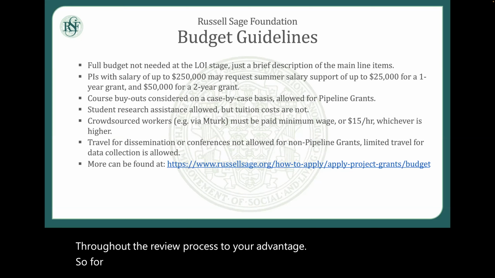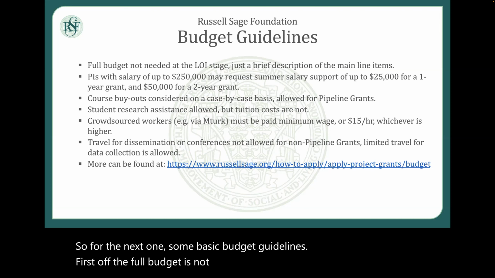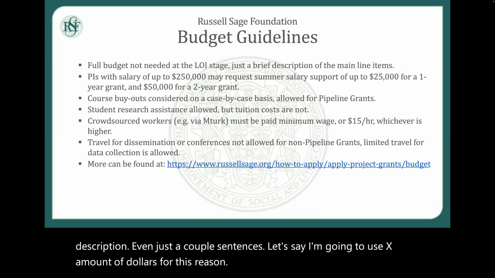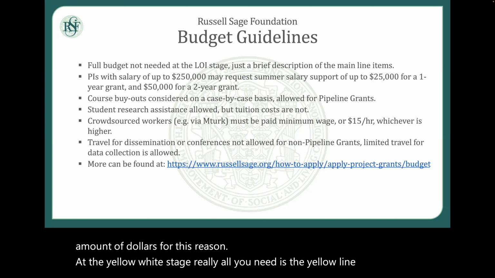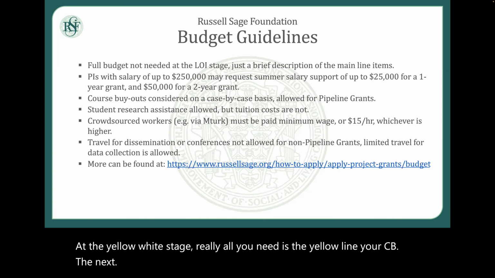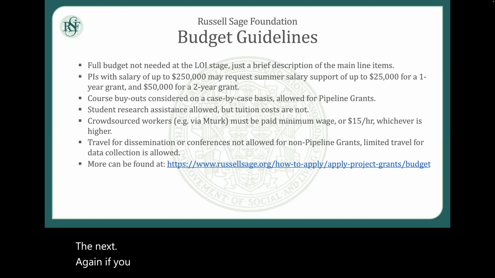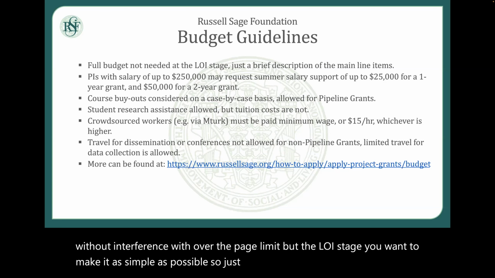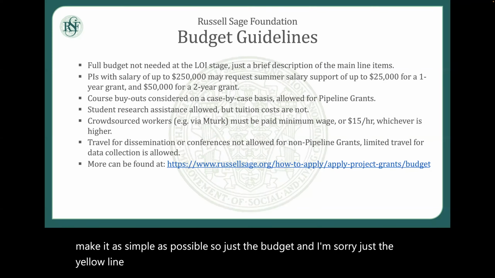So for the next one, some basic budget guidelines. First off, the full budget is not needed at the LOI stage. Just a brief description, even just a couple sentences that say I'm going to use X amount of dollars for this reason. At the LOI stage, really all you need is the LOI, your CV, and that's about it. Again, if you have some graphs and tables, those can be added without interference with going over the page limit. At the LOI stage, we want to make it as simple as possible. So just the budget, just the LOI and your CV of the PI.